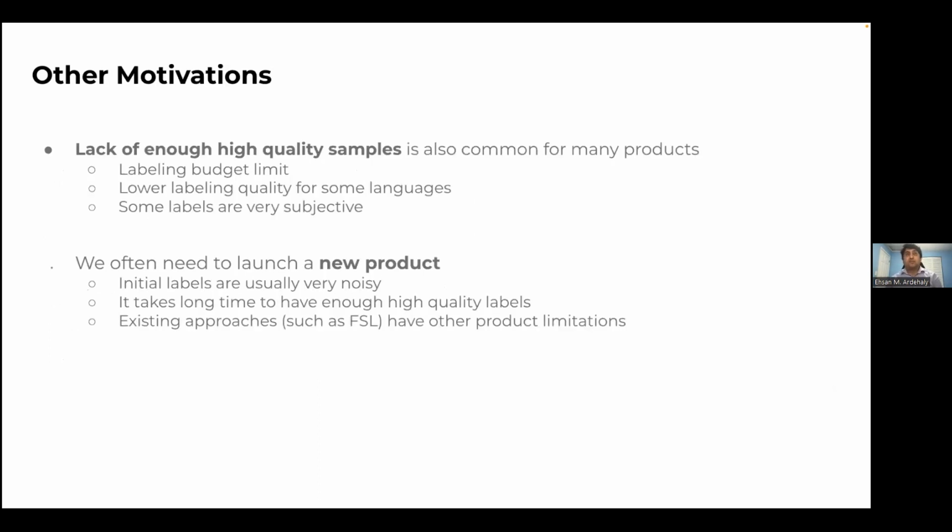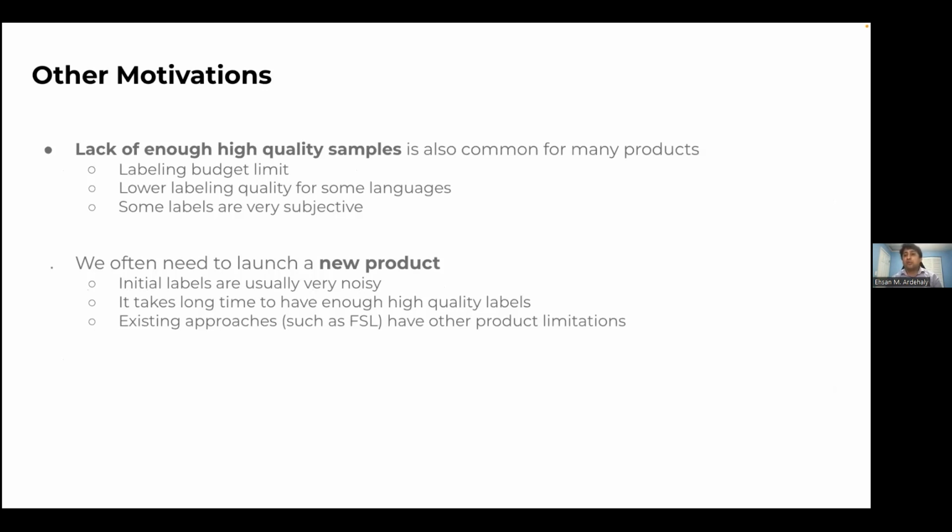There are also other motivations behind this work. For example, we usually have a lack of enough high quality samples, especially when we are dealing with real world problems. Sometimes you have budgeting problems, human annotation is expensive, or maybe the quality of the labels differs. On some languages we have high quality labels, and on some languages lower quality. Sometimes the labels are subjective. It's very hard to label them.